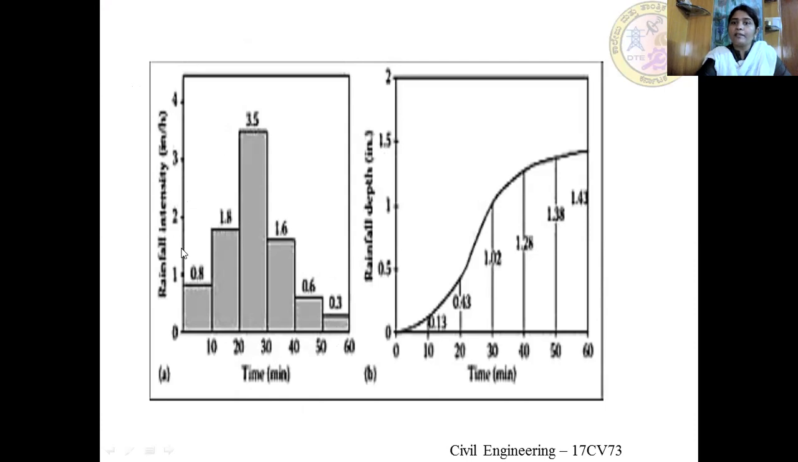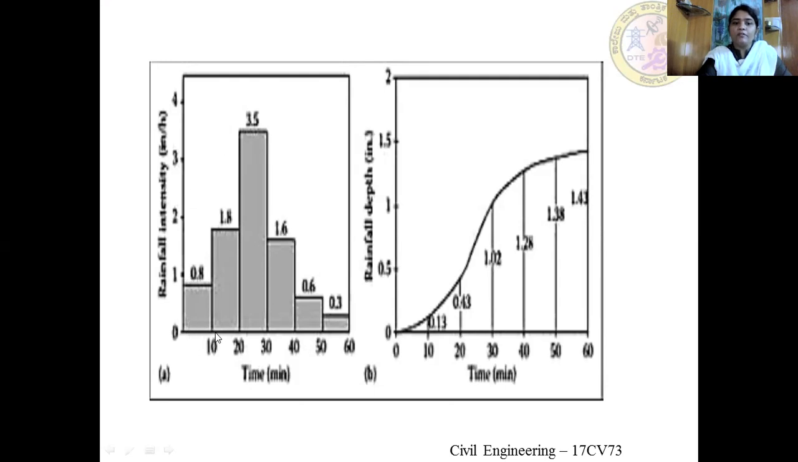Not accumulated rainfall against time. For the mass curve, it is accumulated rainfall against time, but for the hydrograph, it is rainfall intensity against time. So time will be on the x-axis and intensity on the y-axis, in centimeters per hour.